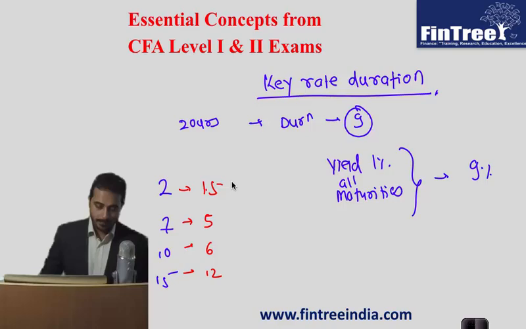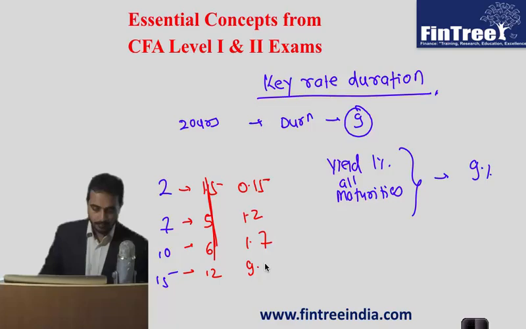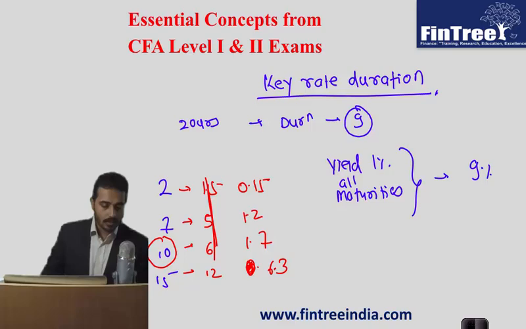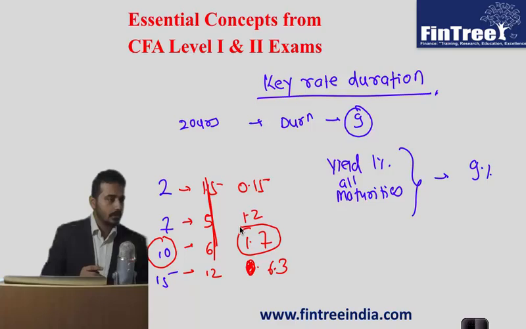0.15, 1.2, let us say 1.7, and 6.3. And how do you read this number? That when the yield for year 10 changes by 1%, keeping everything else constant, only the year 10 yield is changing, then the value of the entire bond will change by 1.7%. Are we together on this?